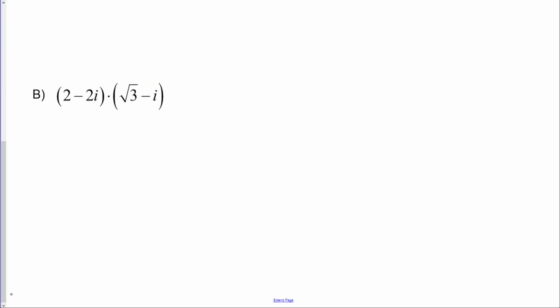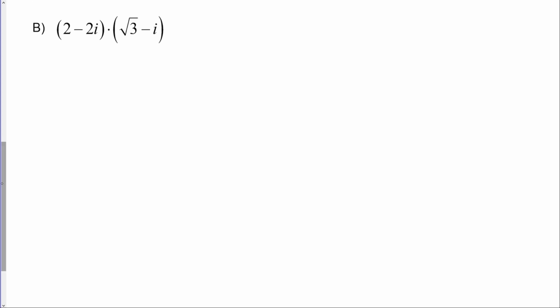Let's try it from rectangular form. Now, in rectangular form, I normally would have to FOIL this. So to FOIL it, what would happen is I would take 2 times the square root of 3, 2 times negative i, negative 2i times root 3, and negative 2i times negative i. Multiply that all out, add up the like terms, and simplify. So it's a multi-step process. It's not the easiest thing to do in the world.